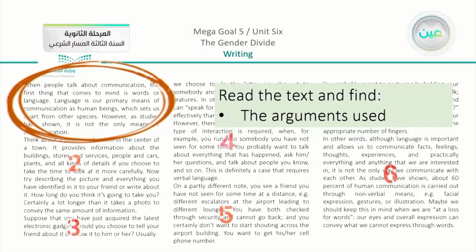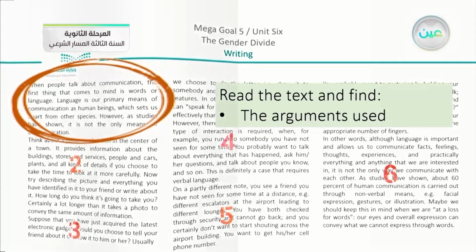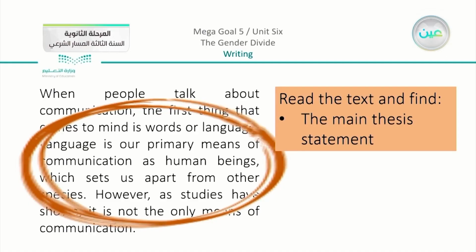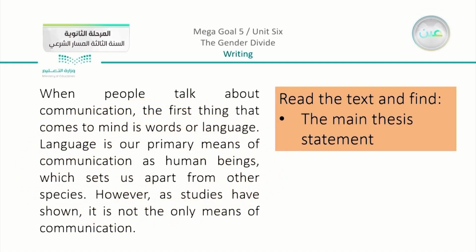Now after that, we have to read the text and find the arguments used. So actually we are going to see what the types of arguments are that we have in the passage. Now we have read the text and found the main thesis statement. We are going to just focus on the first paragraph.